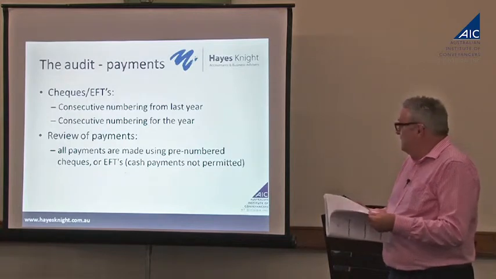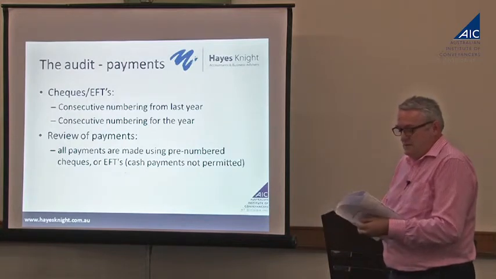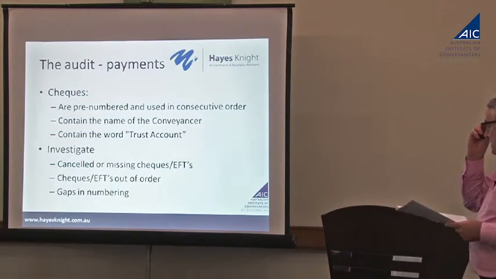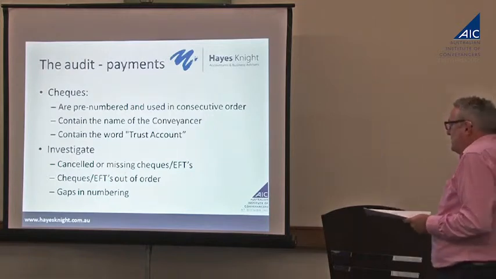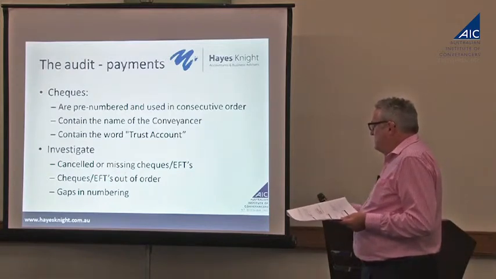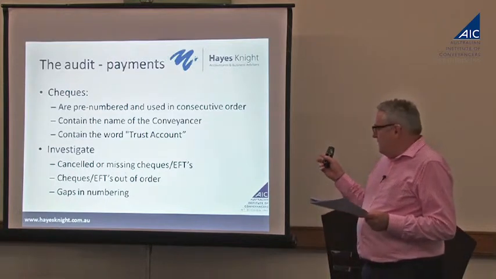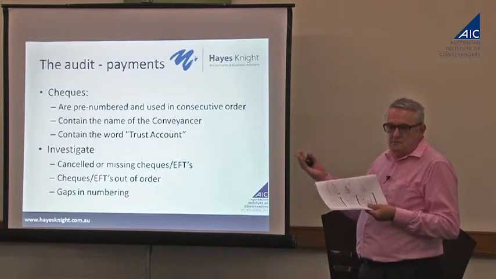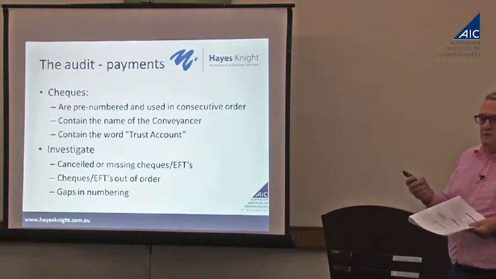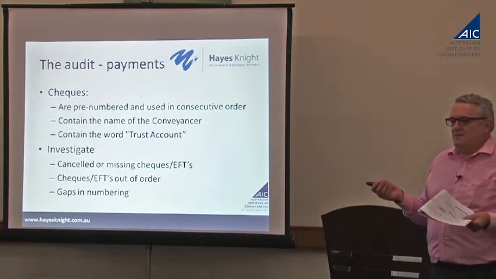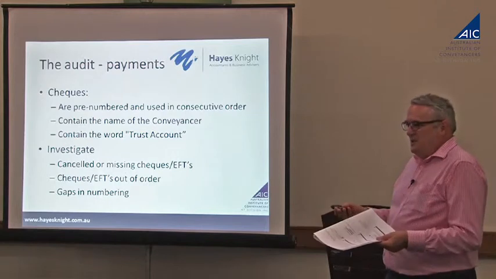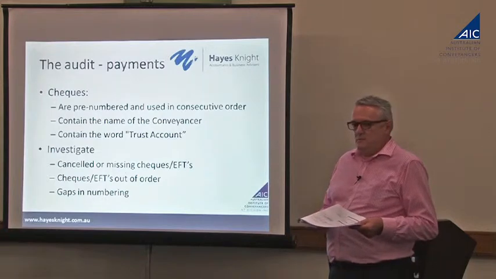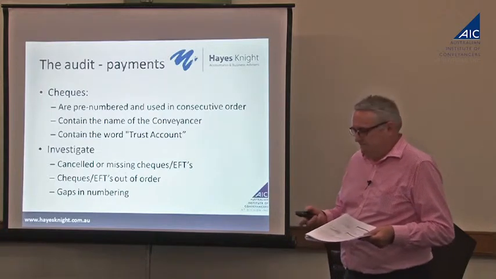So we're looking for those sorts of things. We're looking for pre-numbered cheques, consecutive order, your name, trust account name, and then we follow up all the cancelled, missing, out of sequence, all that stuff. We're looking for things that might have gone wrong. The reality is life is like that. Things happen out of sequence, things go wrong, innocent explanations. We, in some senses, have to assume the worst, that there could be something wrong.